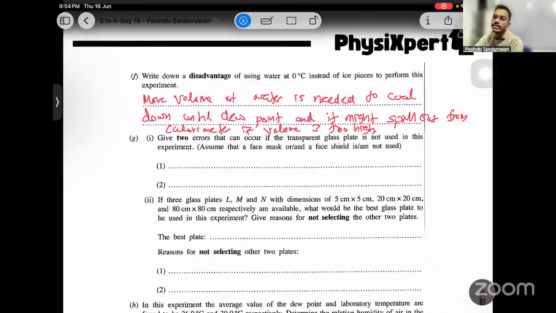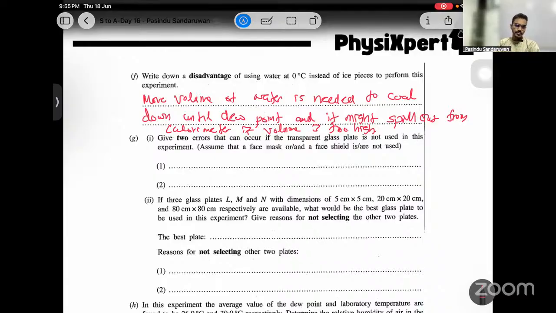Listen. So we know that the glass sheet is used to stop exhaling air reaching the calorimeter. That's the purpose. If it reached the calorimeter, the temperature around the calorimeter can be different, because exhaled air is heated. Exhaled air means they are heated particles. Since they are heated particles, the temperature around the calorimeter can be different.